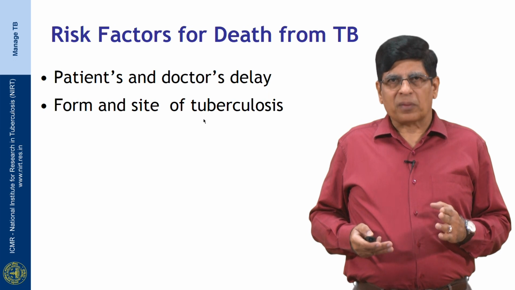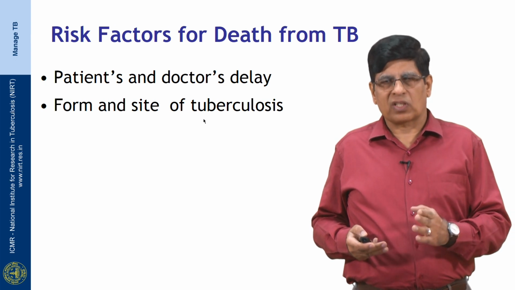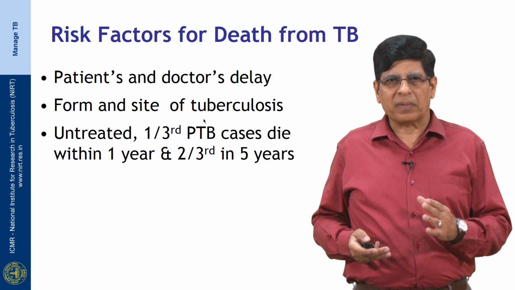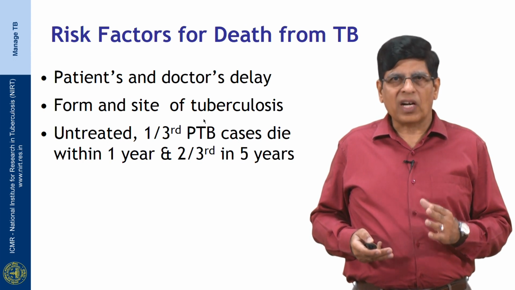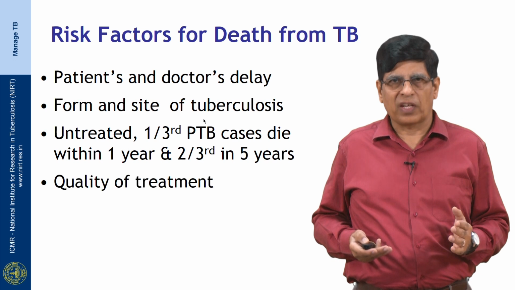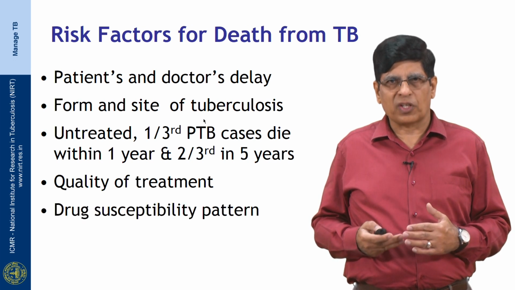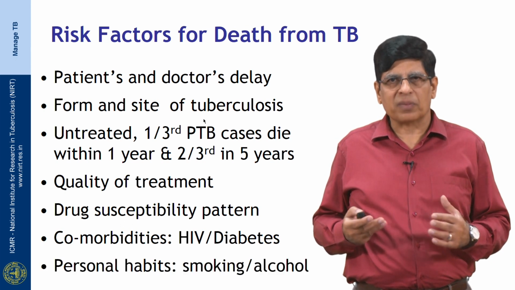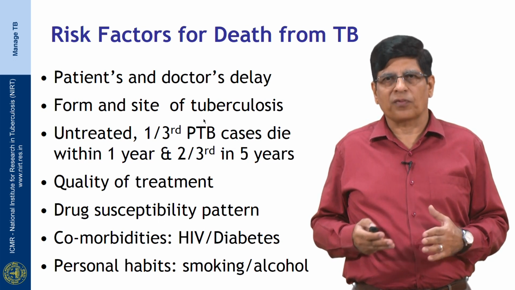The probability of dying from TB increases with the delay from onset of disease to diagnosis and initiation of treatment. Smear positive cases and certain forms of extrapulmonary TB like TB meningitis have higher probability of dying from TB. If untreated, 1/3 of pulmonary TB cases die over a course of 1 year and 2/3 in about 5 years. The probability of treatment success also depends upon quality of treatment and also the drug susceptibility pattern. The comorbidities like HIV, diabetes and personal habits like smoking and alcohol also increase the probability of unfavorable treatment outcome from anti-TB treatment.